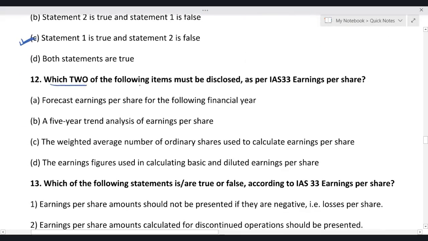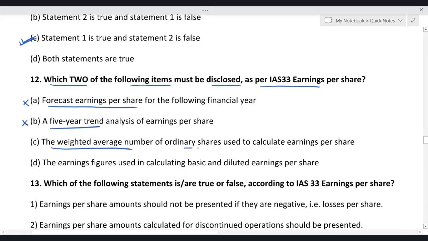Which two of the following items must be disclosed as per IAS 33? Now listen, if you come across any multiple choice question where you don't directly know the answer, another way of answering is choice elimination. For example, in A, forecast earning per share for the following financial year. I did not mention anything like that in any of my lectures. No, there's no such thing. A 5-year trend, we did not discuss anything like that.